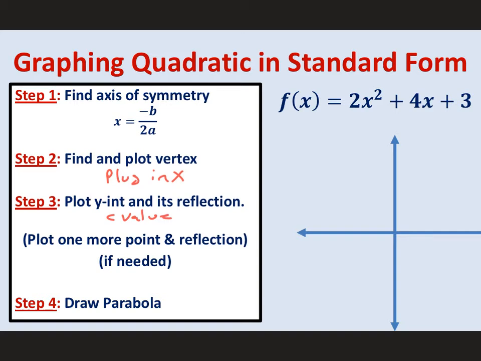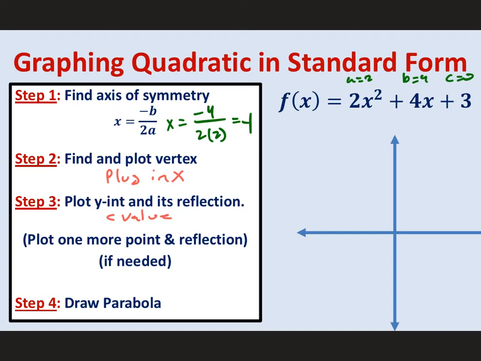So let's go ahead and do the first step. Let's find the axis of symmetry. Our a value is 2. Our b value is 4, and our c value is 3. So we'll go negative our b value, negative 4, over 2 times our a value, 2 times 2. That's negative 4 over 4, which is negative 1. Okay, so our axis of symmetry is x equals negative 1.